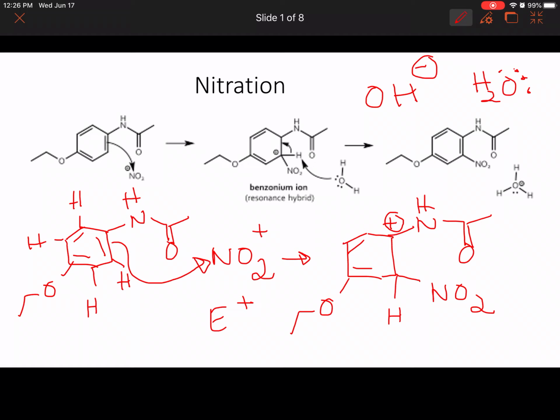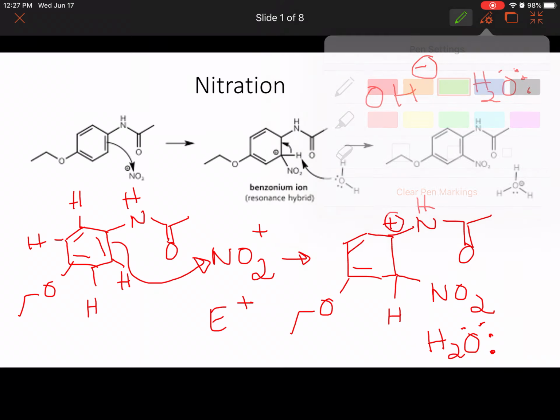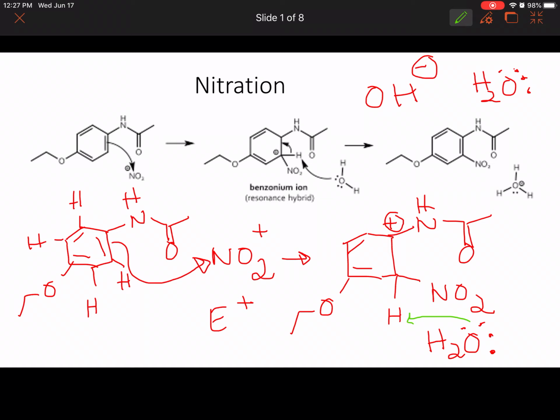Now the next step is regenerating the benzene ring and completing the process. If you just leave the molecule like that, it's not going to be stable. Benzene would be very stable when it has all 3 pi bonds in place. So the water molecule goes and grabs this hydrogen, and then the carbon-hydrogen bond breaks and it gives its electrons to form the pi bond back, okay.